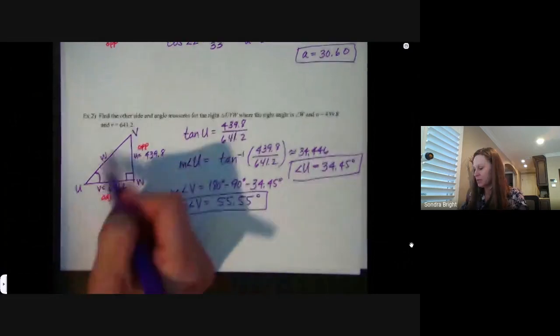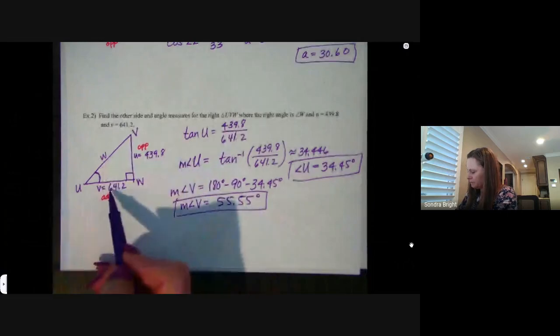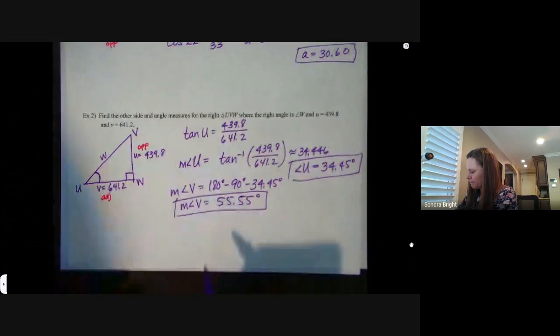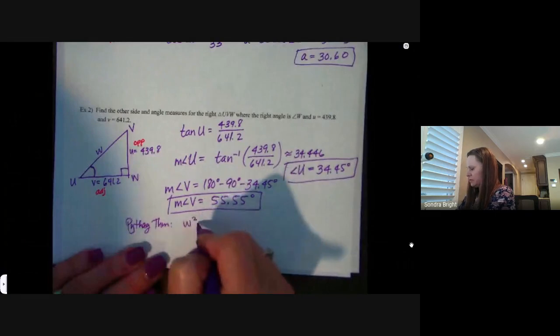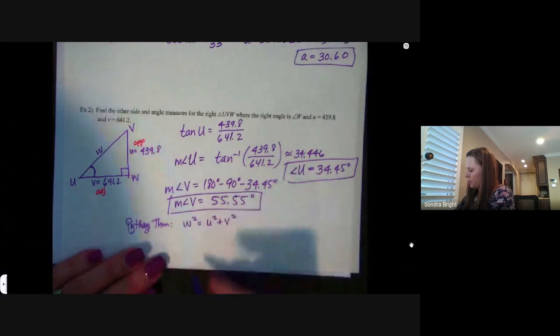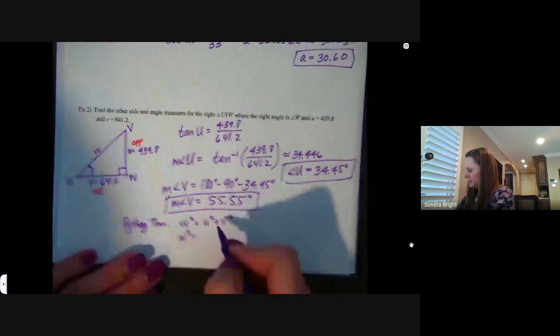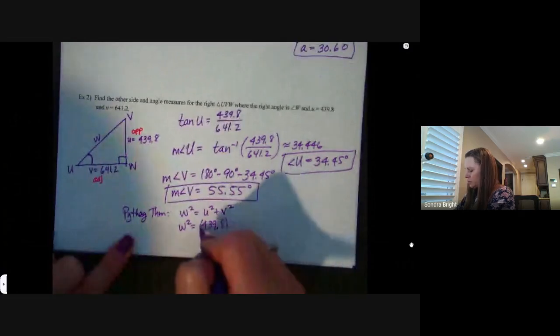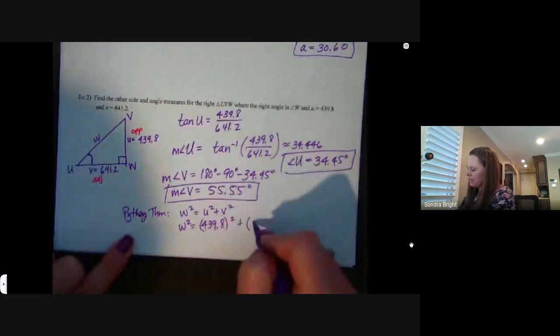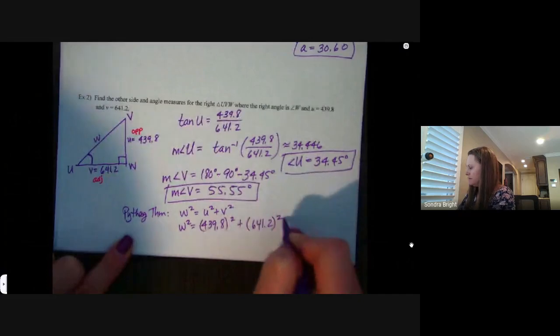All right. How am I going to find little w? Well, I know the side and that side. So I'm going to use Pythagorean theorem. And that says that the hypotenuse squared is equal to u squared plus v squared, side squared plus side squared. And so that will give me 439.8 squared plus 641.2 squared. And remember, you'll take the square root of that.